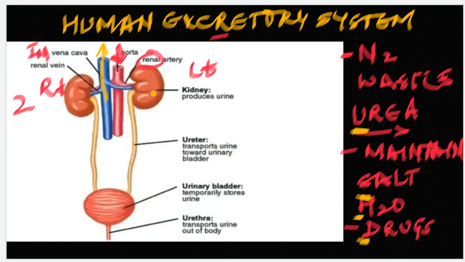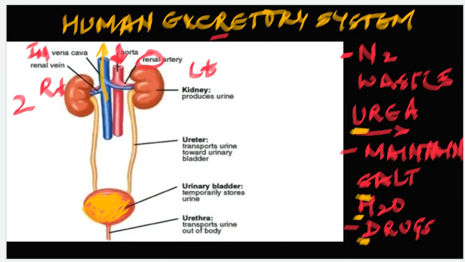The wastes that have been taken out are then moved into two tubes, and these two tubular structures are called ureters. There is one ureter attached to each kidney: the left ureter and the right ureter. This content, the excretory products, is then sent to a storage chamber called the urinary bladder, where the excretory product is now called urine. This urine is stored here temporarily.